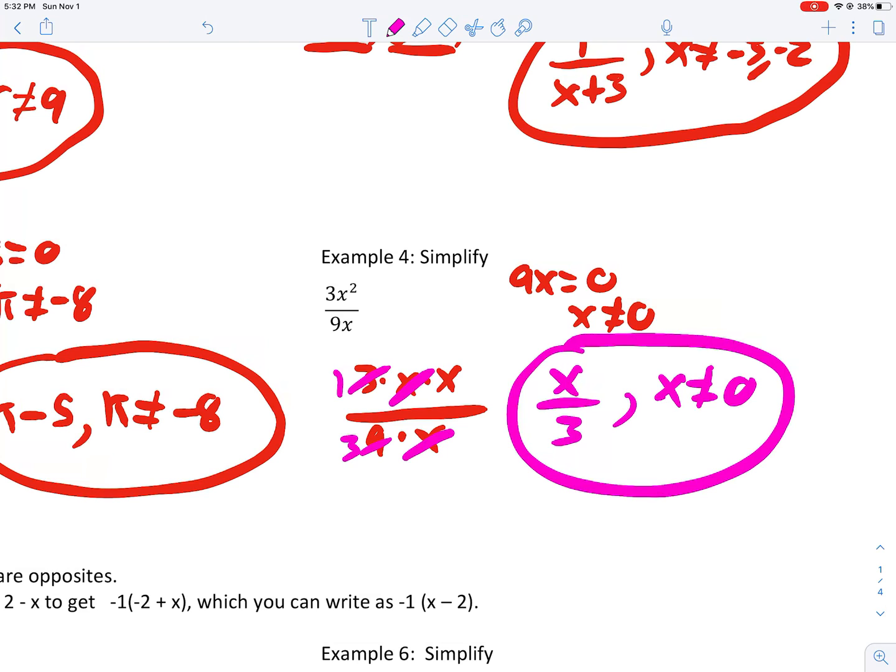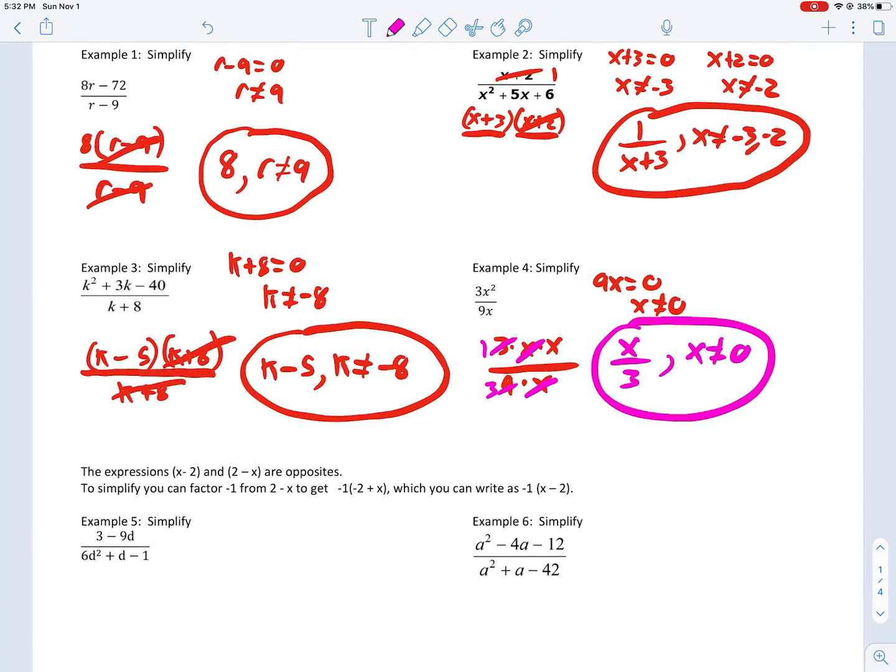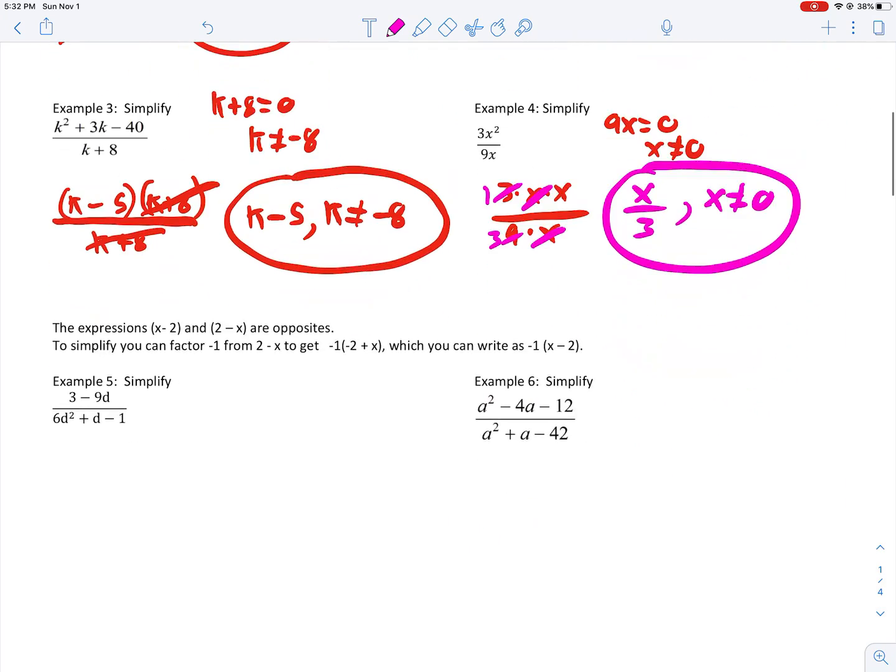Sometimes you might have to factor, sometimes you won't. Most of the time you probably will be factoring something: GCF, difference of squares, trinomial. Something's going to be factored so you can make it look a certain way and be able to recognize the factors.